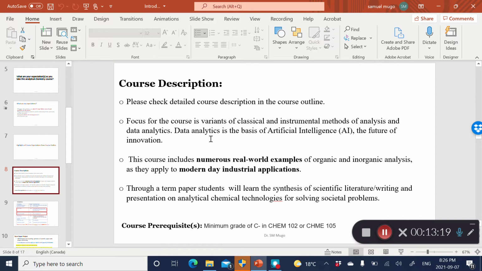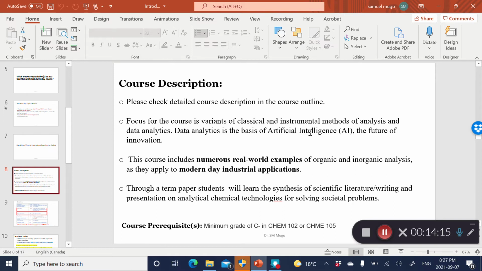Data analytics really is the basis of what people are calling artificial intelligence, which is really the future of digital innovation. So as I said, analytical chemistry really connects a lot to this whole field of artificial intelligence, which again, there's lots of career options in that direction. So the skill sets that you learn in data analytics in this course are going to hopefully accelerate, open your eyes to possibilities of different types of careers you can take that into. Now, this course includes, as I've said in the previous slides, numerous real-world examples of organic/inorganic analysis as they apply to the contemporary or modern-day industrial applications.